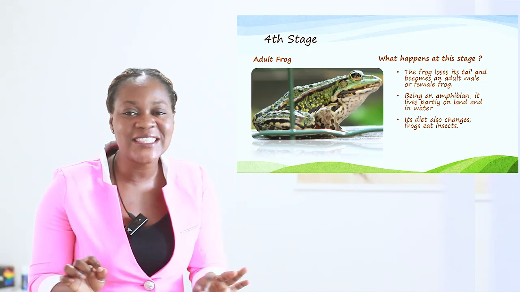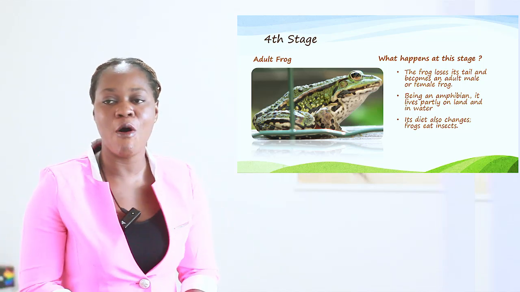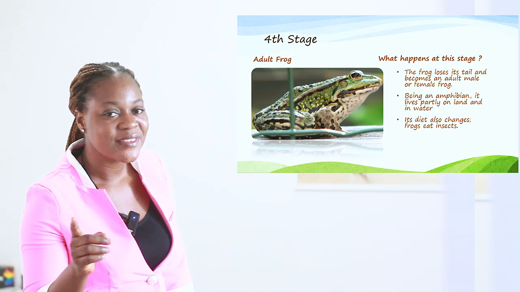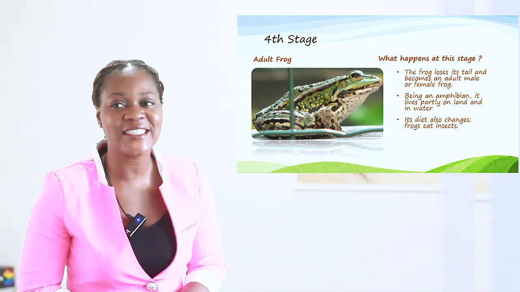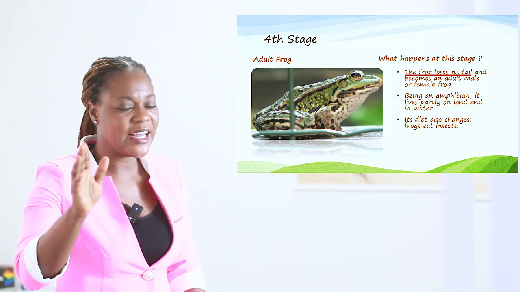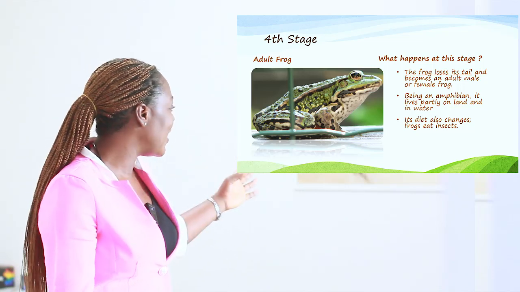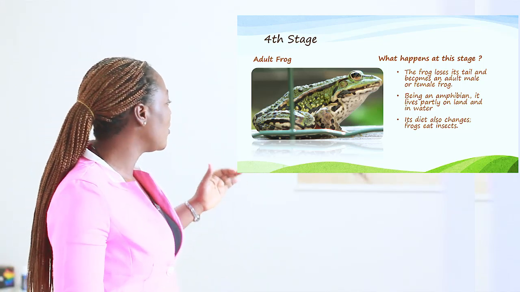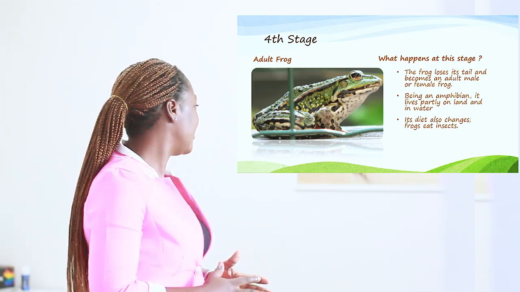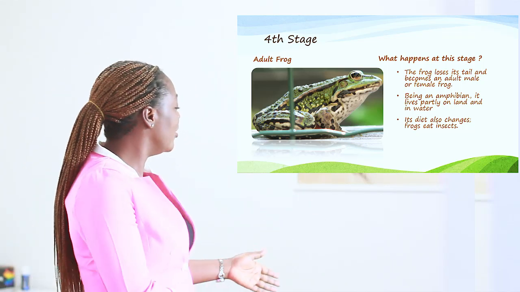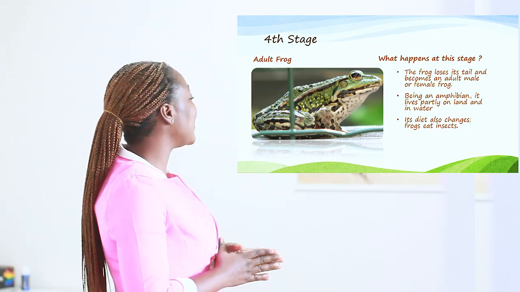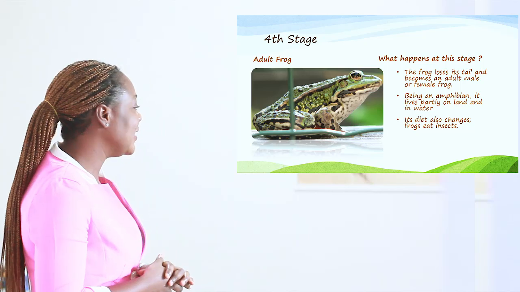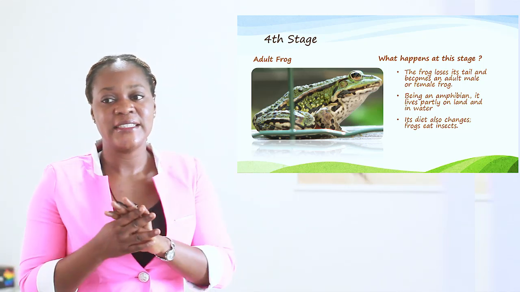What happened at this stage? The frog loses its tail and becomes an adult male or female frog. Good. The frog loses its tail. Finally, this is called adult frog. And it lives partly on water and on land. You can see frogs inside the water and on the land during rainy season. That's why I said it comes out a lot in spring.